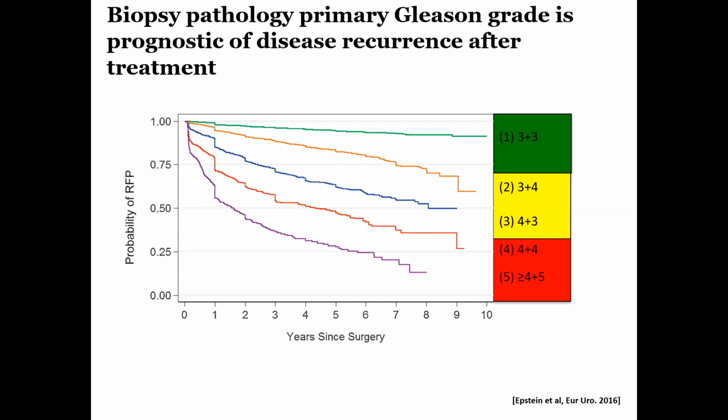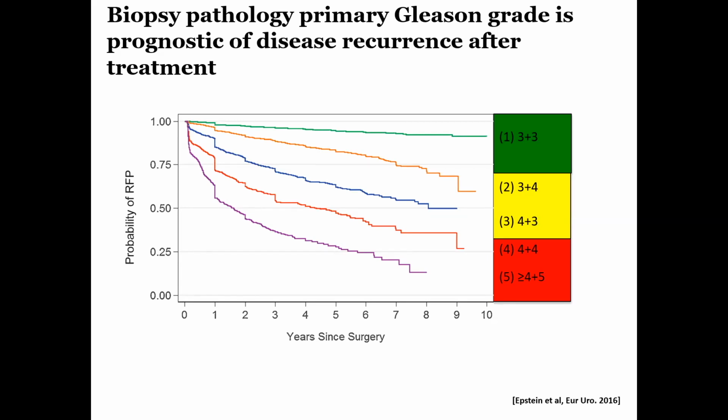In this study, patients with biopsy-proven prostate cancer were evaluated for recurrence-free probability based on biochemical recurrence across multiple centers. Gleason pattern was divided into grade groups 1, 2, 3, 4, and 5. As this figure demonstrates, biopsy pathology primary Gleason grade is prognostic of disease recurrence after treatment.